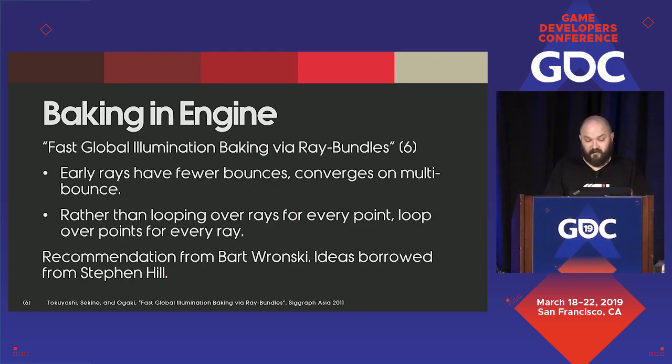So the technique is essentially a modified version of the ray bundling technique from Square Enix. Credit to Stephen Hill for his adaptation that we use for GI volumes. Generally, the technique, instead of looping over rays for every point, loops over every point for a given ray. And it does converge on a multi-bounce solution where early rays effectively have fewer bounces.